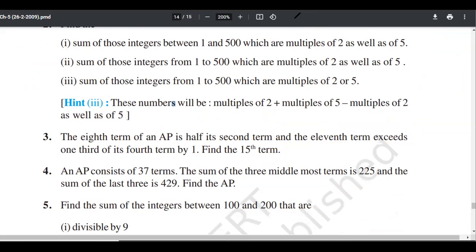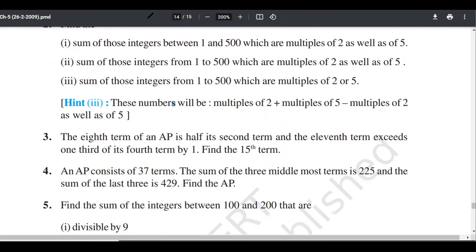Okay, so let's do the trigonometry. Should I start the trigonometry now, or should we continue with this one today? Yes. Okay, let's start the trigonometry in the next class. Let's do some more questions regarding this one.